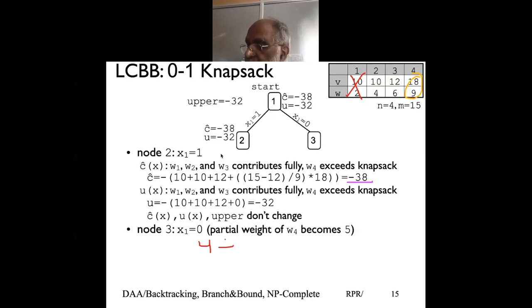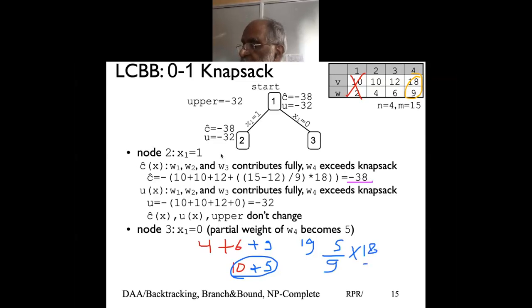Second weight is 6. Already I got a weight of 10. So if I include 9, weight becomes 19. But I have a capacity of 15. That means I can include only 5 more weight. That means the partial value I need to take would be 5 by 9 into 18, which is 10.